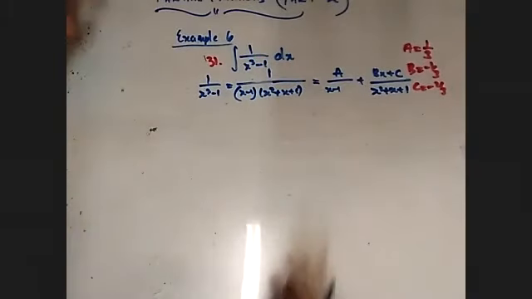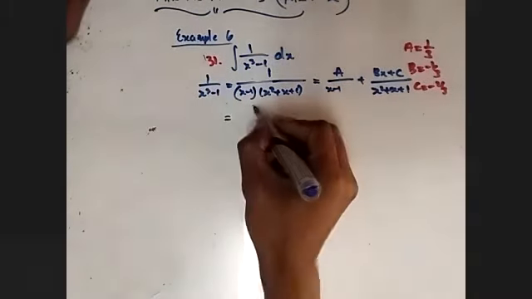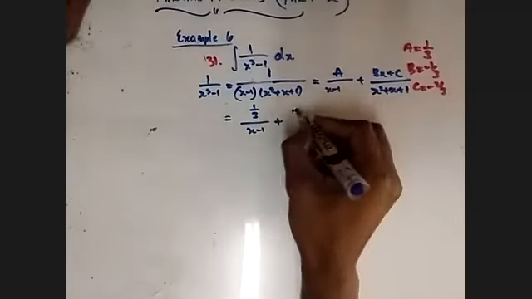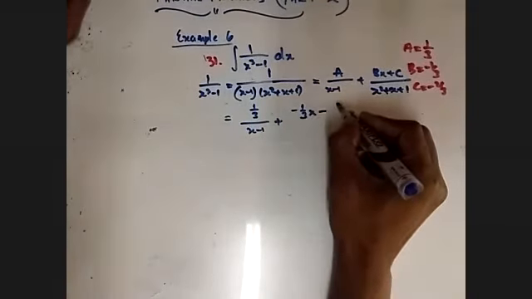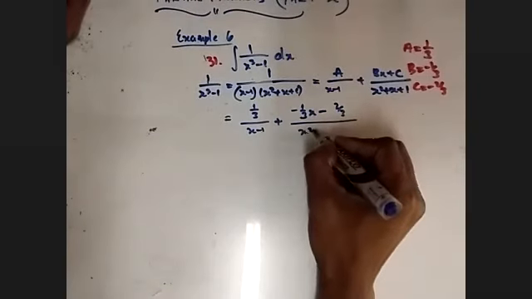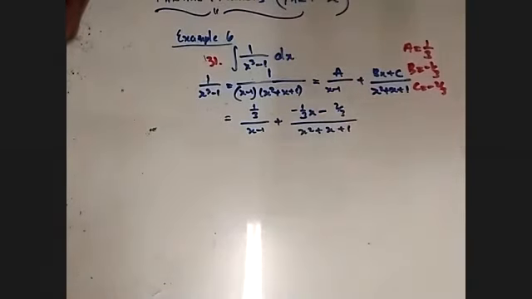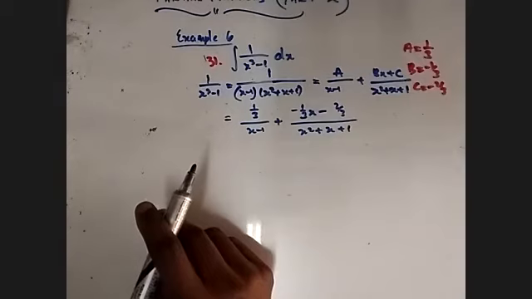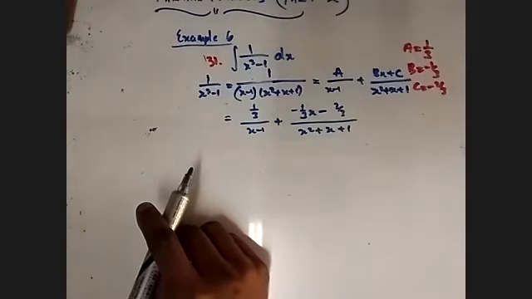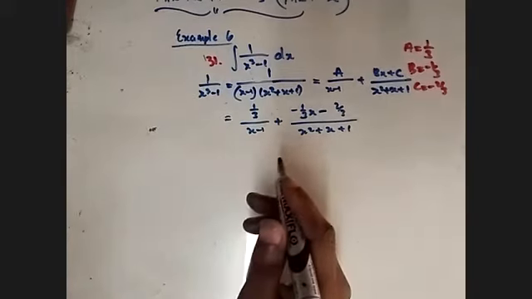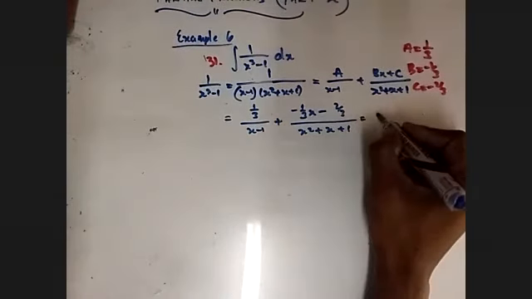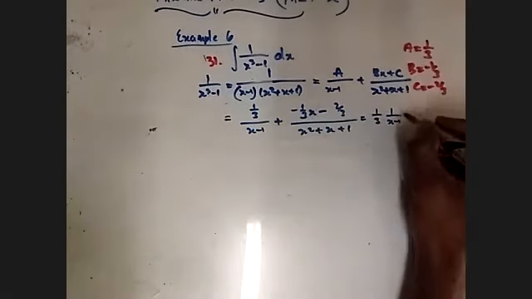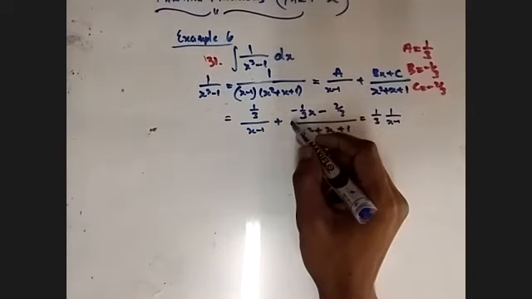So our A is 1/3 all over x minus 1. Our B is negative 1/3 x minus 2/3 all over x squared plus x plus 1. Mathematically, we don't like writing like this. So what we're gonna do is, why not write this as 1/3 times 1 over x minus 1, and separate.